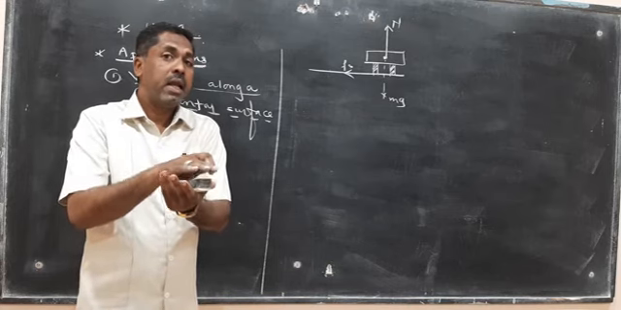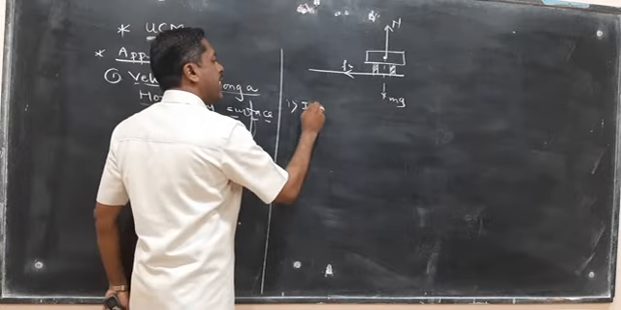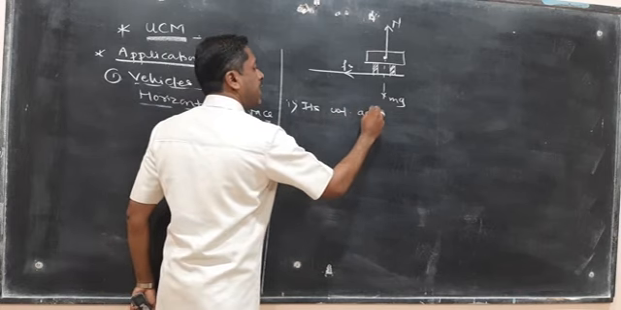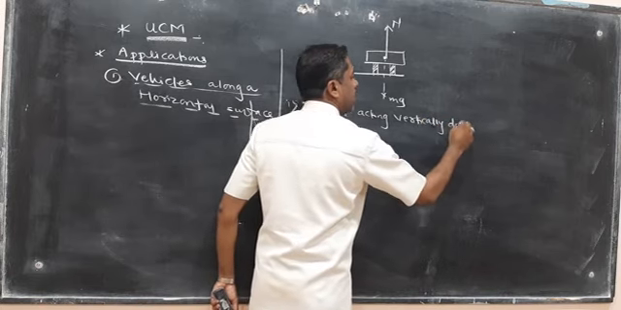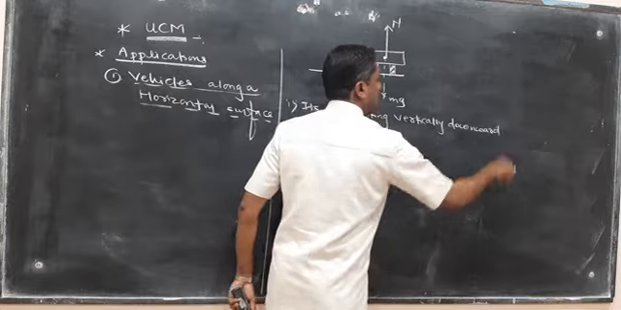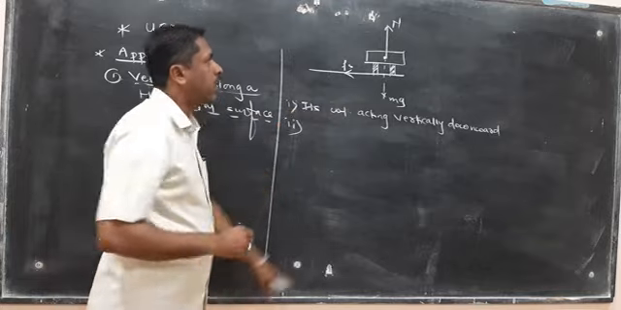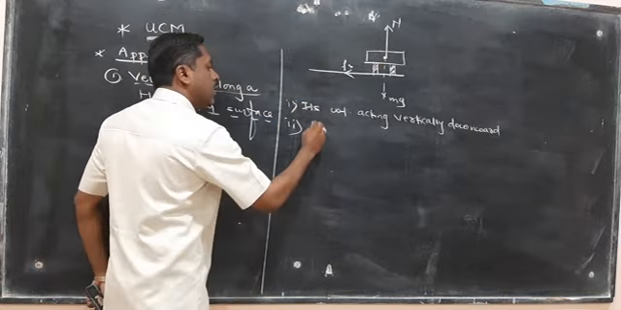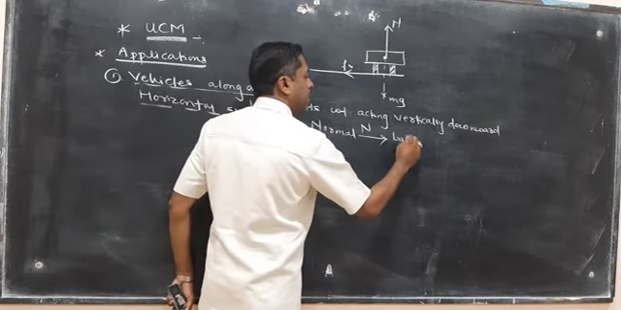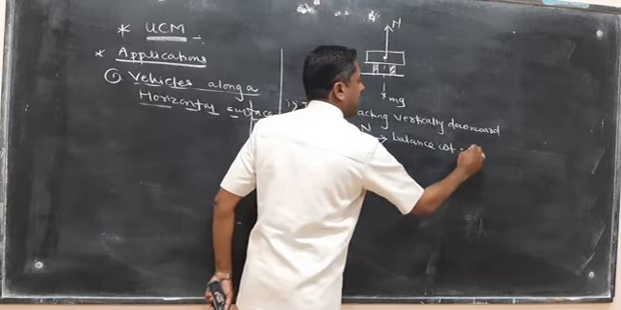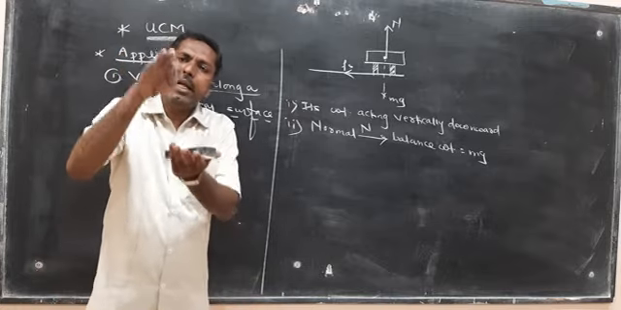It means at that time the forces acting on the car are, first, the weight acting vertically downward. Second, the normal reaction, N, which balances the weight, that is equal to mg. The normal reaction generally balances the weight.